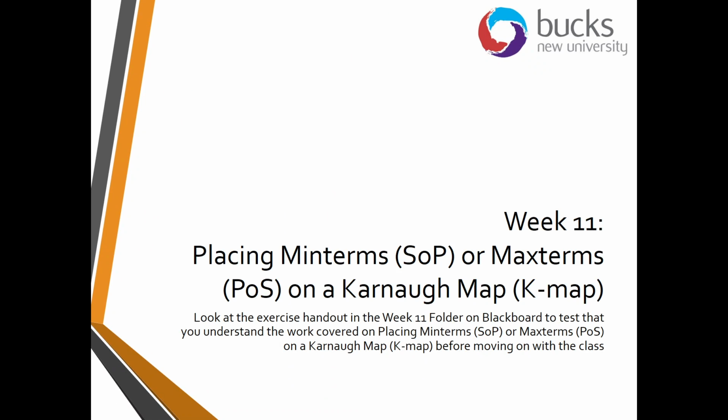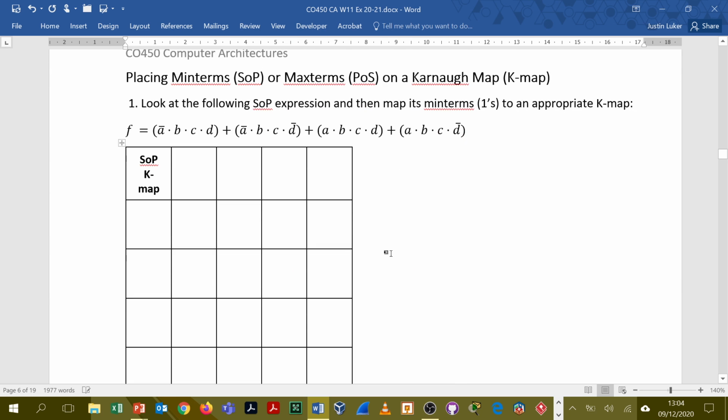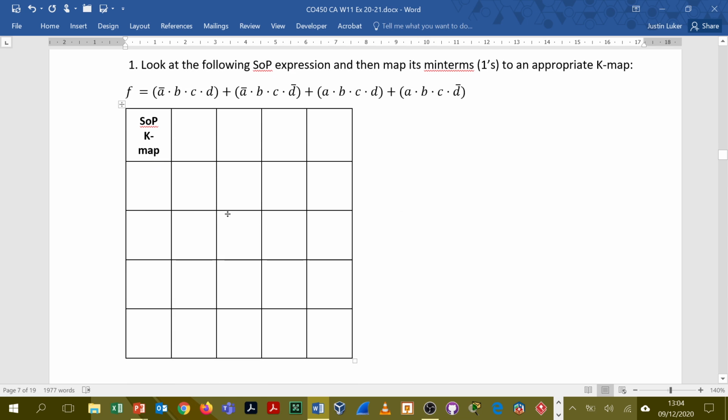Again, we've got a little exercise for placing the min terms or max terms on the Karnaugh map. So we'll go to the exercise sheet now. Here we are on the exercise sheet. The first thing is to look at the following sum of products expression and then map its min terms onto the appropriate Karnaugh map. So we've got a blank SOP K-map. I'm getting you to actually draw it out as good practice, really.